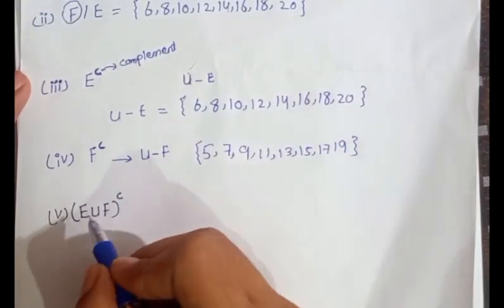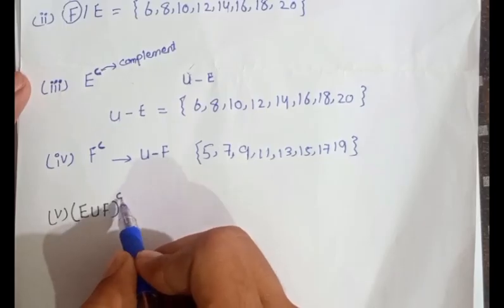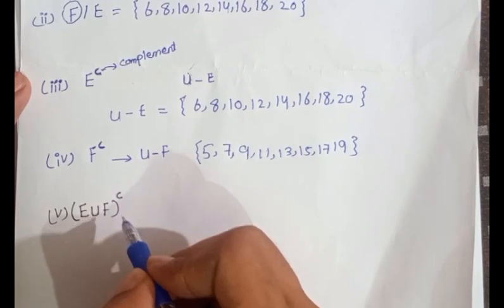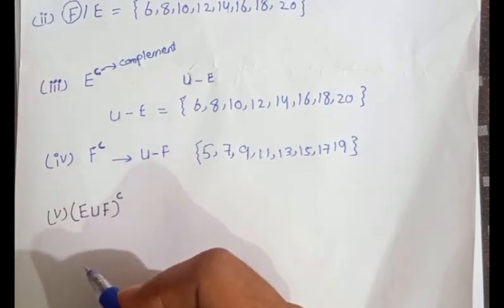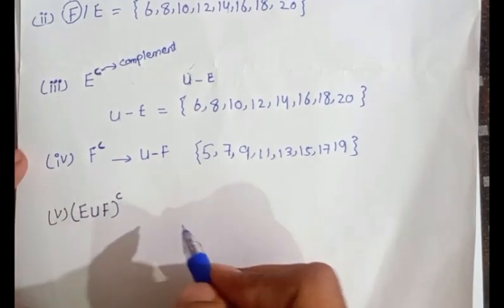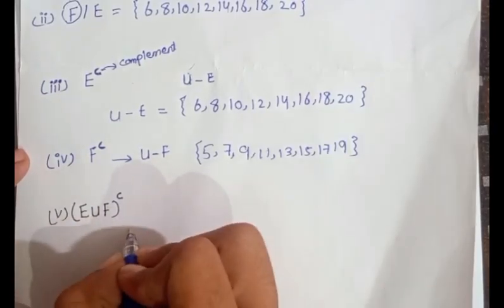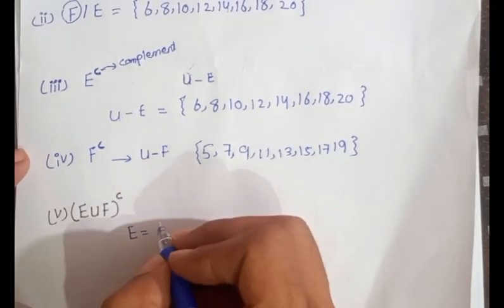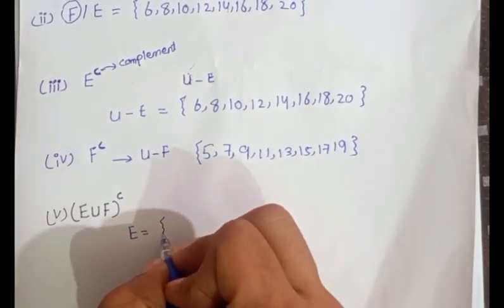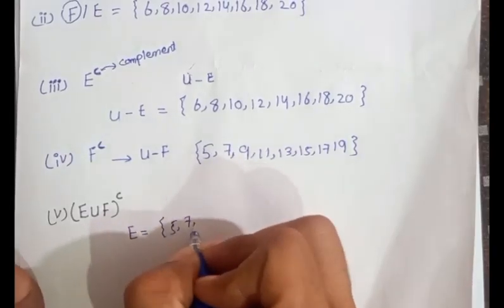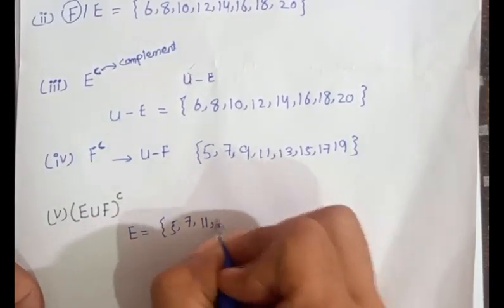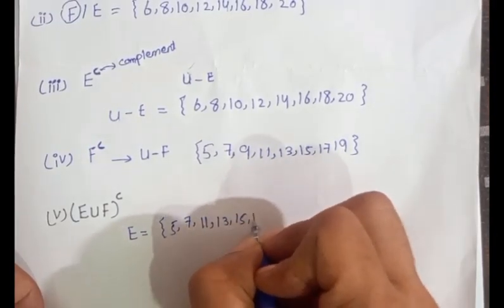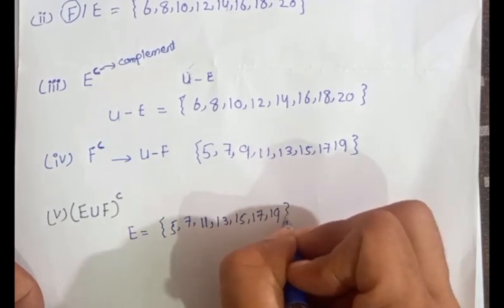Come to another question, that is (E union F) complement. First of all, I will find out E union F, then I will find out its complement. For finding the union, I'm supposed to write the numbers. In set E we have 5, 7, 9, 11, 13, 15, 17 and 19.